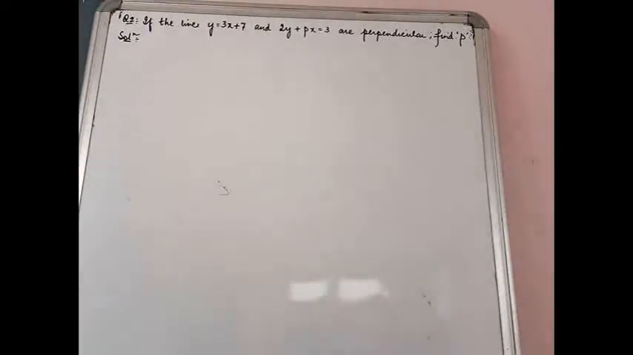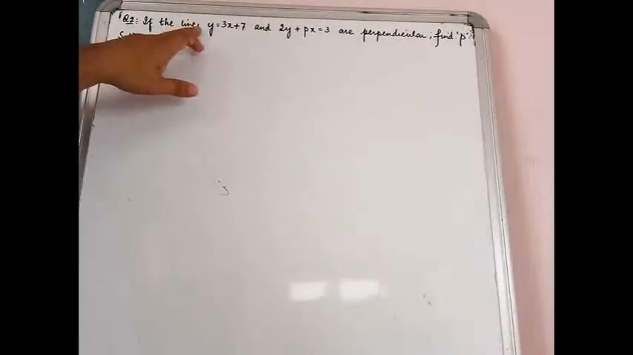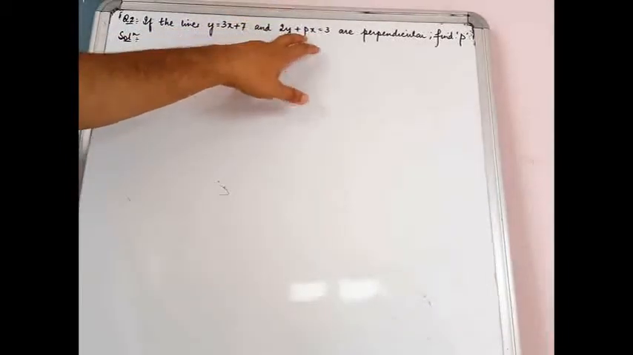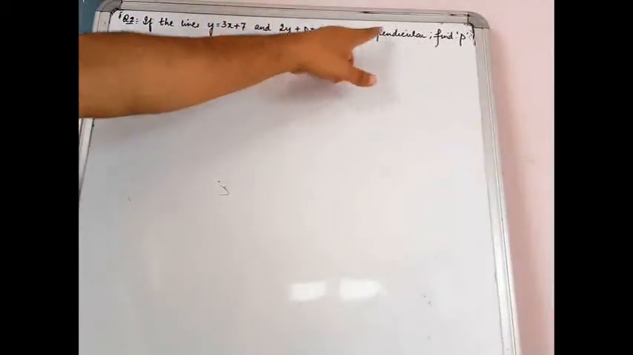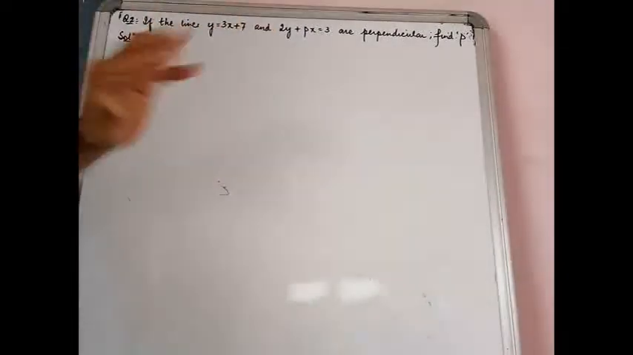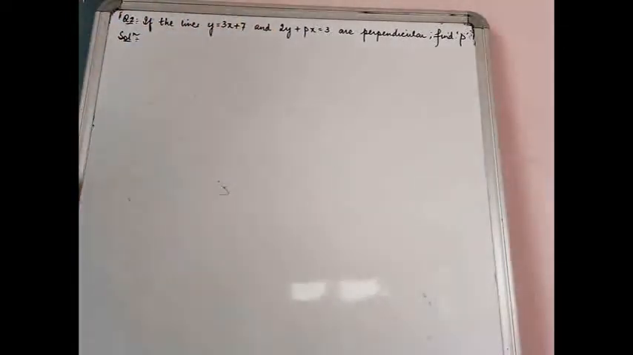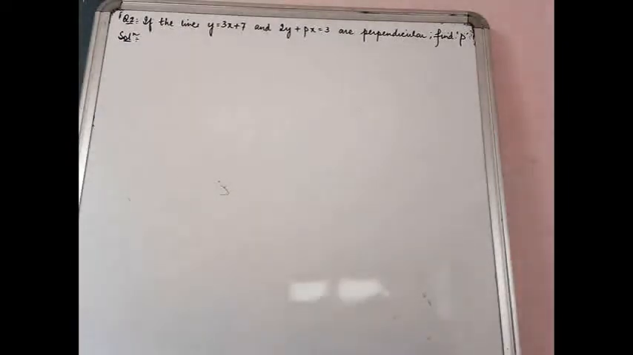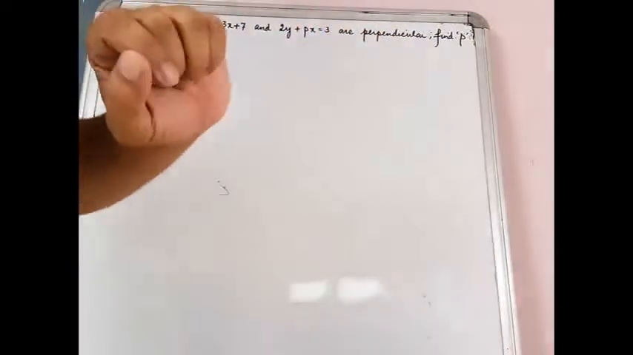So here is your second question. If the lines this and this, so again two lines are given, are perpendicular. So they have told you that these two lines are perpendicular to each other. That means they are at 90 degrees to each other. They are cutting across each other at an angle of 90 degrees. Find the value of p, small p.